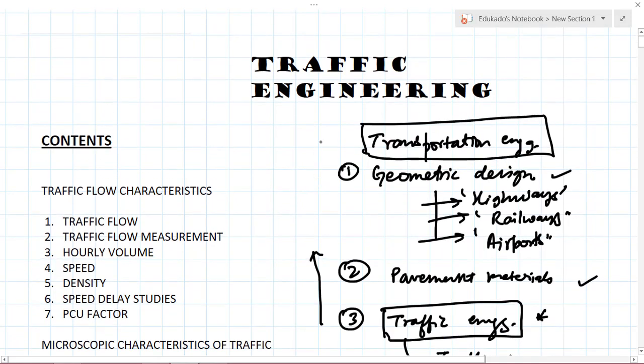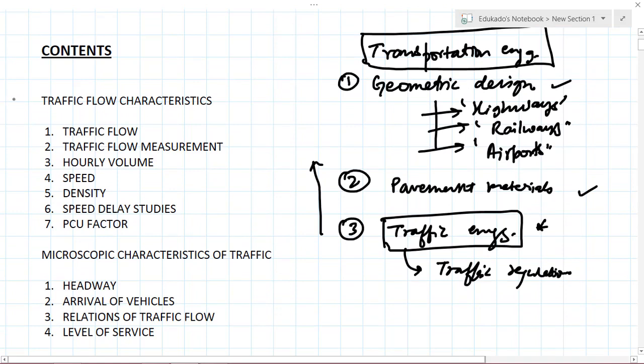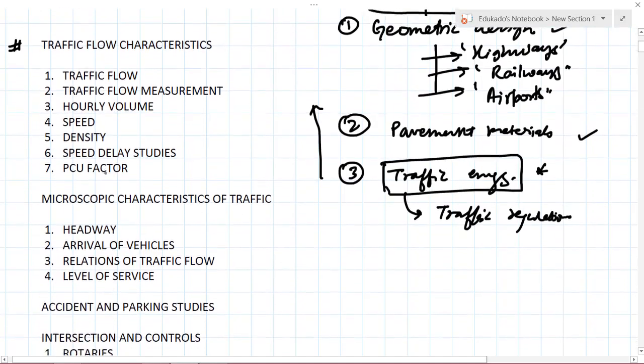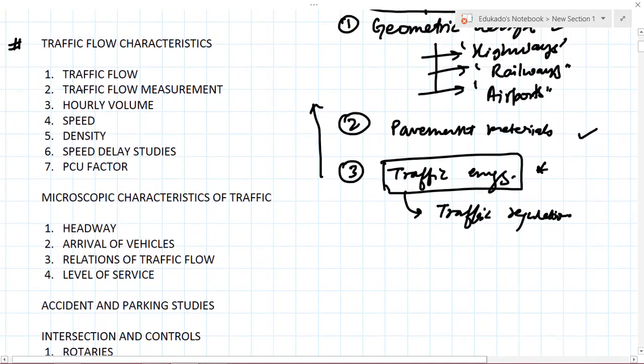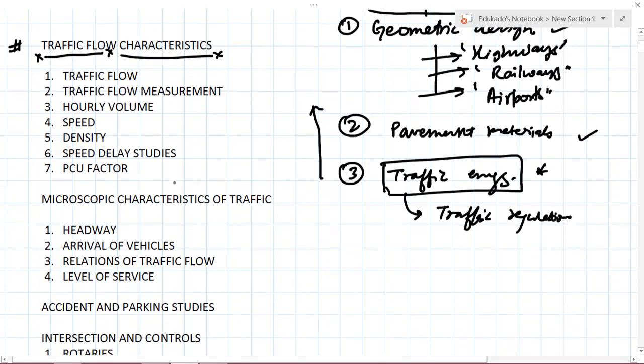So right now I'm telling you that we are going to start with traffic engineering. The contents of this traffic engineering are given here. I have divided it into subsections. The first is traffic flow characteristics. Over here we understand what characteristics are required to understand how the traffic flows, and how we measure them, because these characteristics are used as the parameters to design the highways or anything where traffic is concerned.